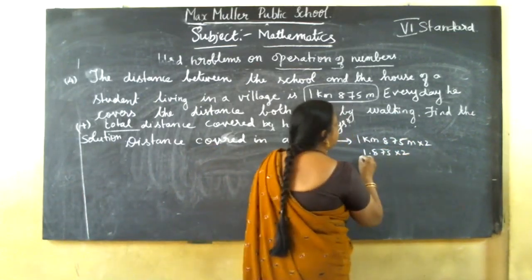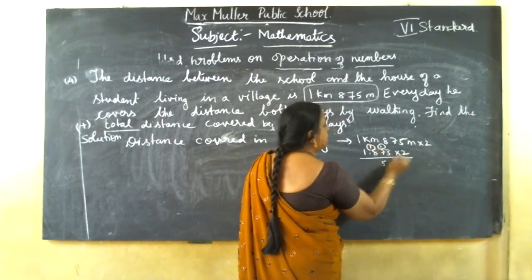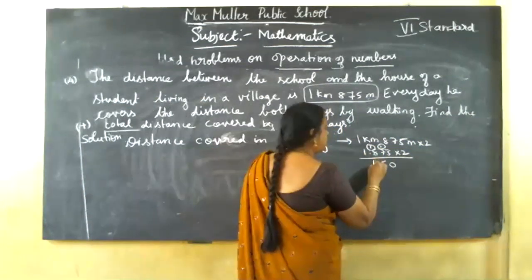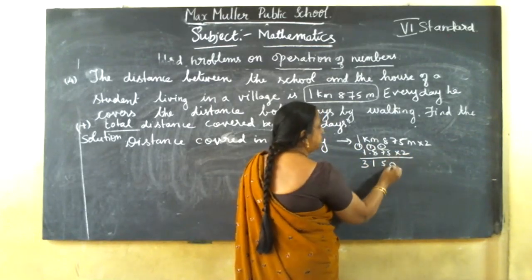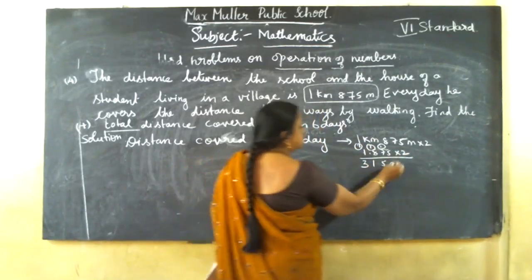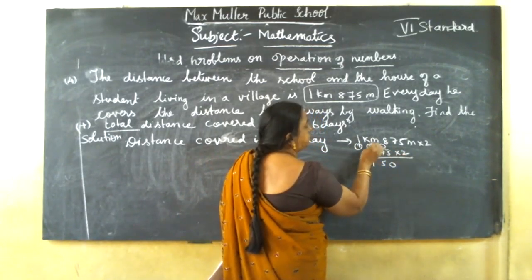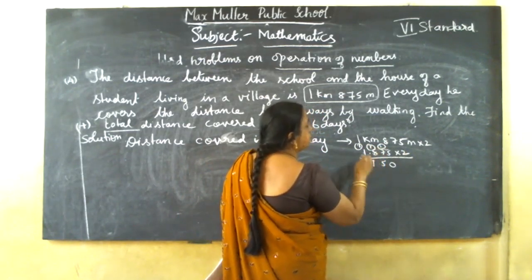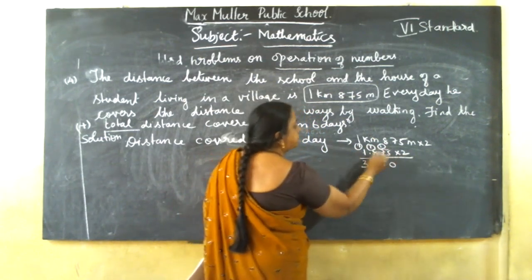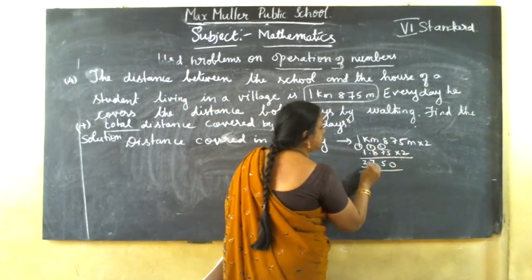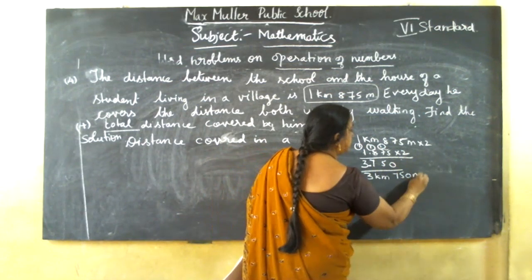If you multiply, 1.875 into 2. 5 twos are 10, 1 carry. 7 twos are 14, 15, again 1 carry. 8 twos are 16, plus 1, 17, 7, 1 carry. Then 2 ones are 2, plus 1, 3. So after 3 digits, the decimal point. So per day how much we used to walk? 3 kilometers and 750 meters per day.